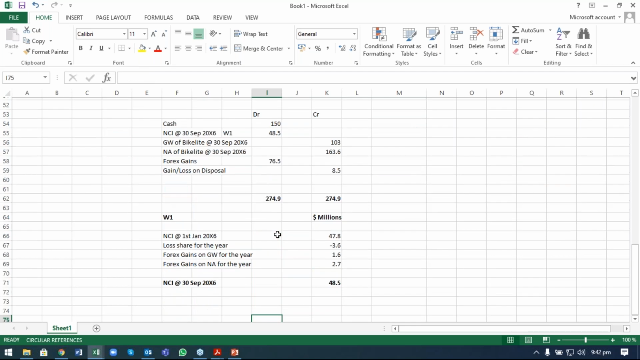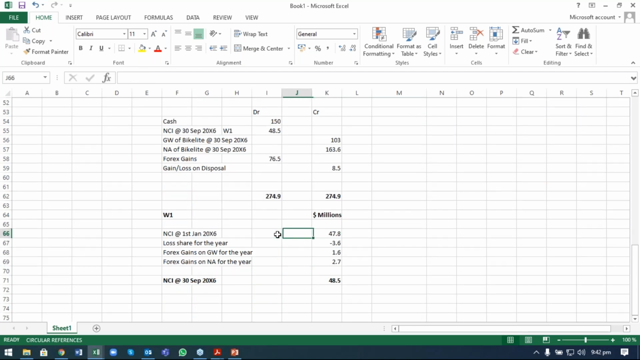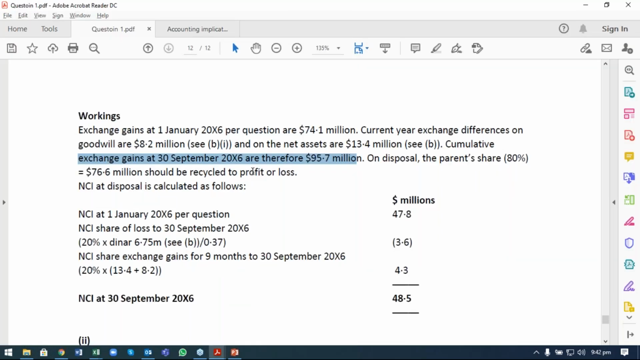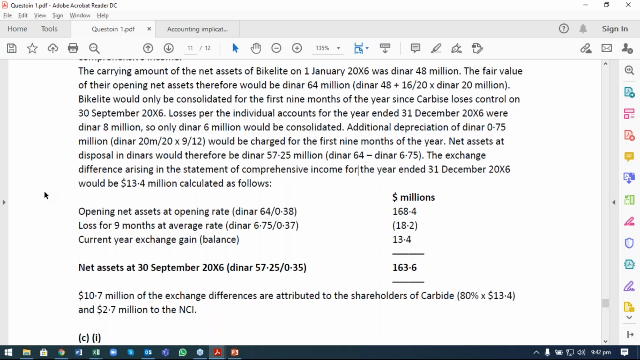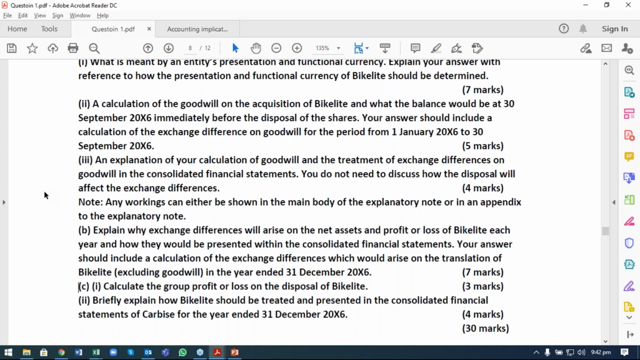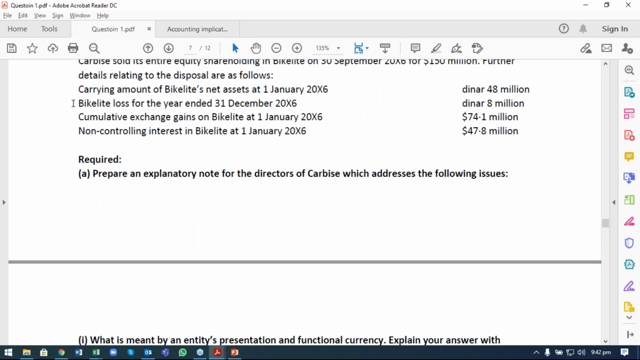Let's see. This is the NCI on 1st of January. This is the profit and loss account share; a total of 8 million of loss was reported. 8 million of the loss was reported by the company, right? Let's come back to the question, where the question was 8 million loss. I believe 8 million dinar loss was reported. Is it clear?